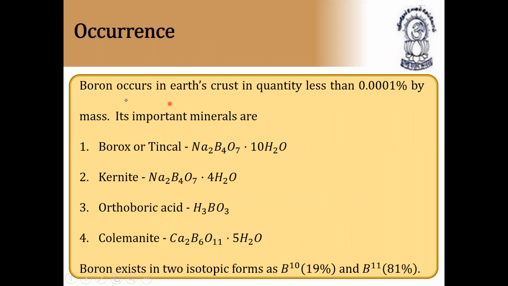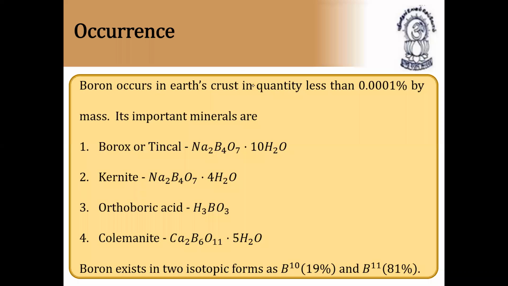Next, continuation. Boron occurs in the earth's crust in a quantity less than 0.0001% by mass. It's very rare. Its important minerals are borax or tincal, Na2B4O7.10H2O, kernite, Na2B4O7.4H2O, orthoboric acid H3BO3, and colemanite, Ca2B6O11.5H2O. Boron exists in two isotopic forms, B10 and B11. B11 is more abundant, so we'll consider only B11. This is the atomic mass of boron. What is the atomic number of boron? It is 5. So 5 and 11.